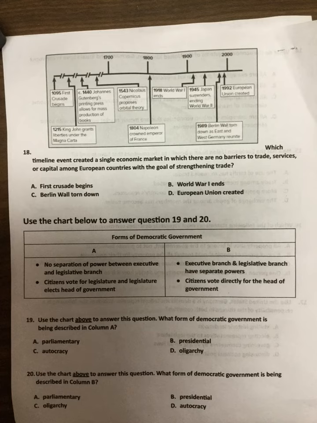Your answer choices are A, parliamentary, B, presidential, C, autocracy, or D, oligarchy.